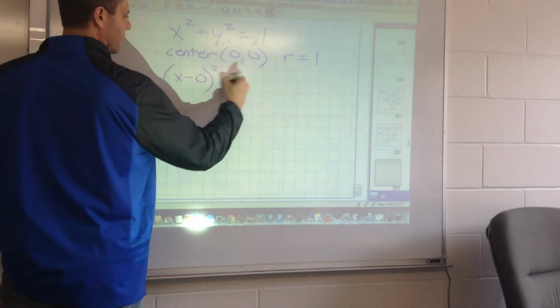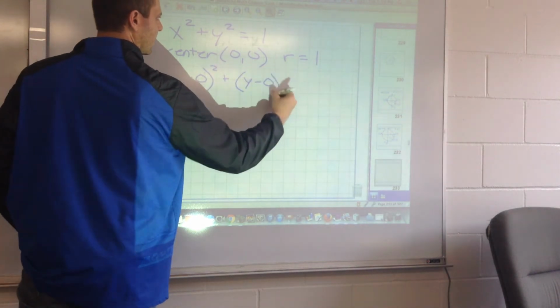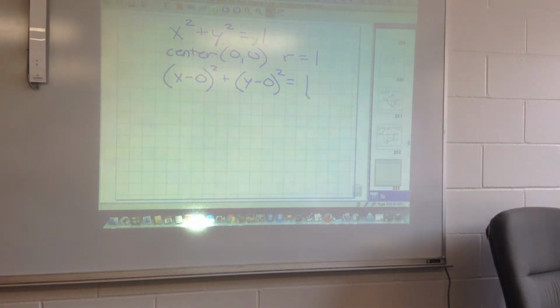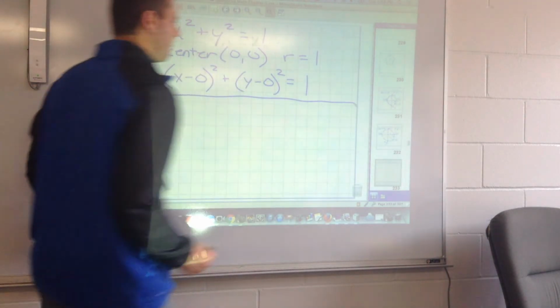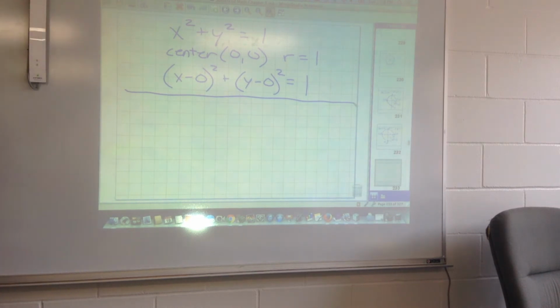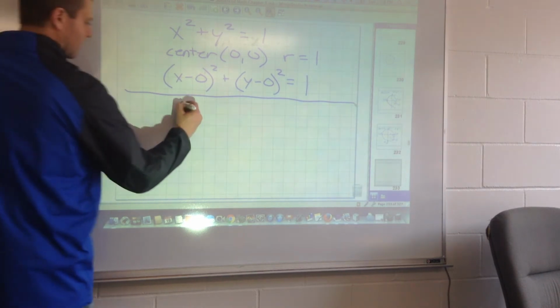Would you guys all agree that this is exactly the same graph right here? Because isn't x minus 0 squared still the same thing as x squared? And y minus 0, so on. Okay? So these are all the same. The center's at 0, 0, my radius is 1. Guess what this circle looks like?